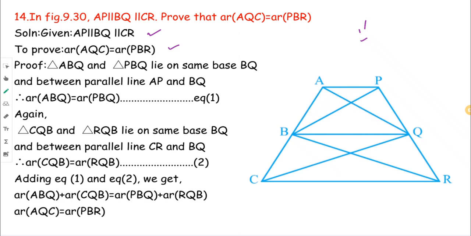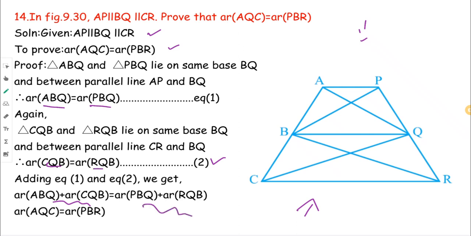And once again, when you look below here, can we say that this triangle CBQ and also this triangle RBQ, once again have the same base? The same base is BQ and they're between the same parallels once again, which means the areas also should be equal. So that is what we have written in equation 2. Now let us add equation 1 and 2, which means add the left hand side and left hand side, and then add the right hand side and the right hand side, which we have written here.